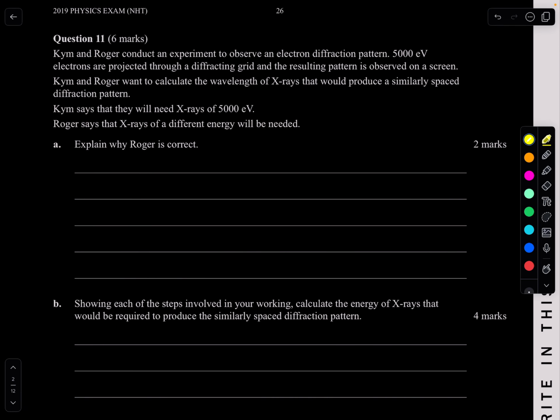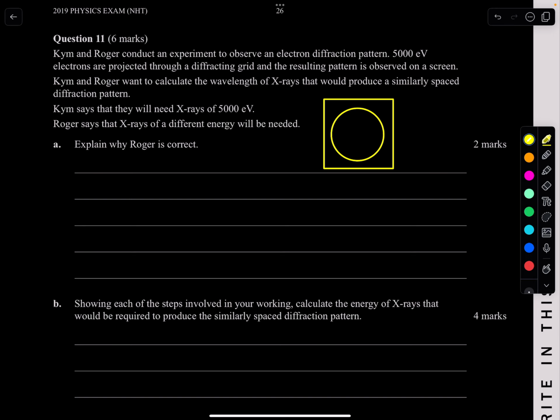Question 11. Kim and Roger conduct an experiment to observe an electron diffraction pattern. 500 electronvolt electrons are projected through a diffracting grid and the resulting pattern is observed on the screen. Basically, when you do this experiment, you'll get a diffraction pattern that looks like this.